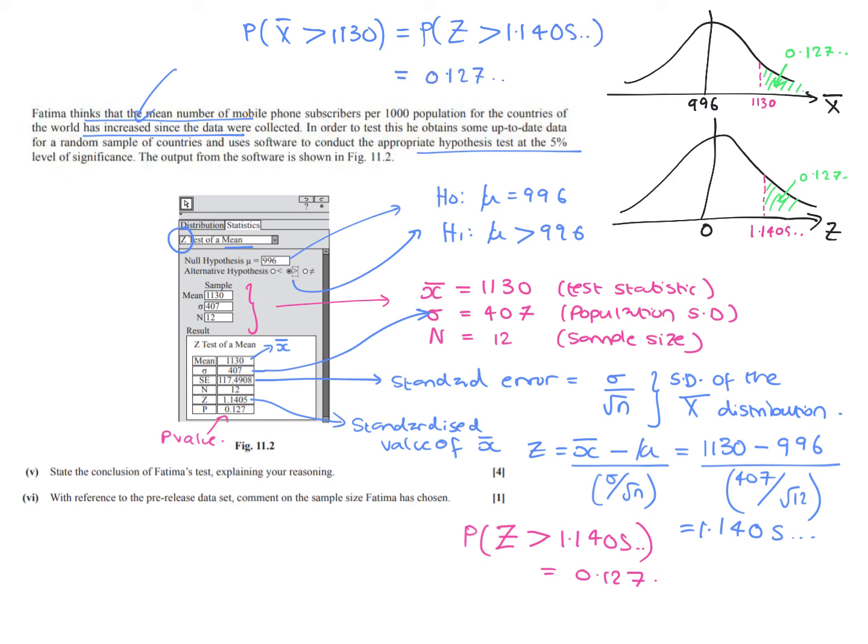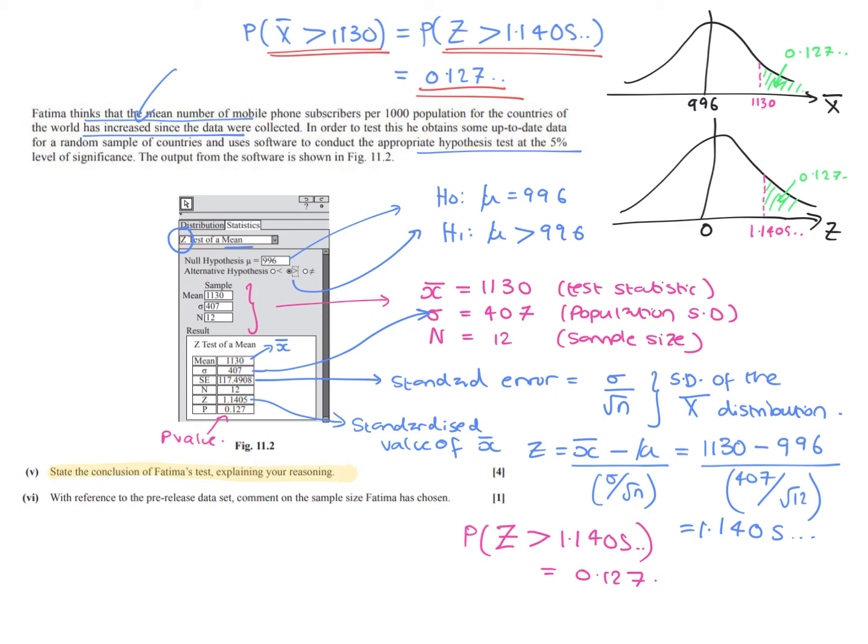So the test could have been carried out in terms of the x bar distribution or the z distribution. It doesn't matter. You will get the same p-value of 0.127. In this particular question, the z test has been run, so the standardised version of the test has been run, just as an alternative option. Now, none of this actually answers the question, but it's useful for us to understand exactly what is going on here. The question just says, state the conclusion of Fatima's test, explaining your reasoning.